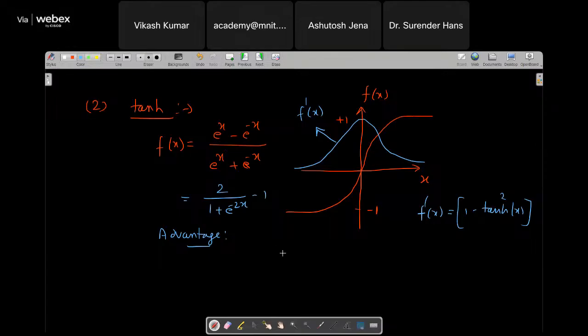So the first advantage is that it is non-linear, just because of this exponent. The second advantage is that it is differentiable. And the third one is that it is zero centered. Although being zero centered was a disadvantage in the sigmoid activation function, here it becomes an advantage. So now, zero centered.